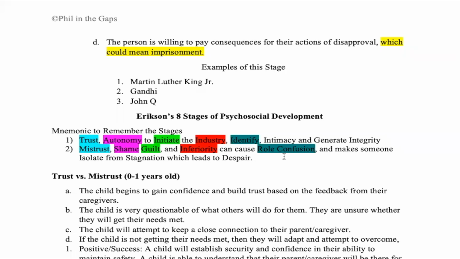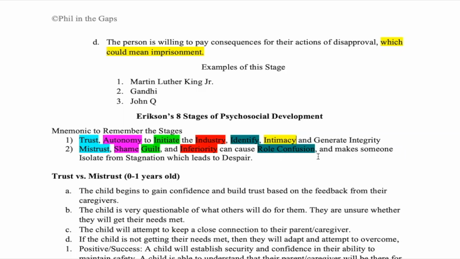If somebody's had trust, they've had autonomy or freedom to explore their environment, they've been able to initiate projects, they punch the clock at the industry, they've identified who they are and where they want to go. They will then try to move on to have an intimacy with another individual outside of their family.